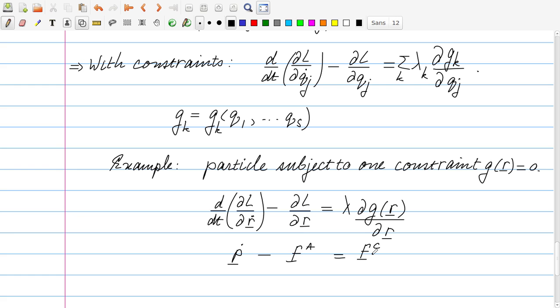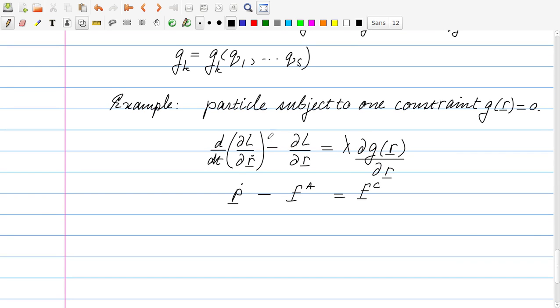But note that the constraint force depends on lambda, so we can solve this equation of motion, hopefully. When we solve it, it depends on lambda, and then we have to put it back into the constraint condition in order to find lambda. So the r depends now on lambda, and it is a function of t.